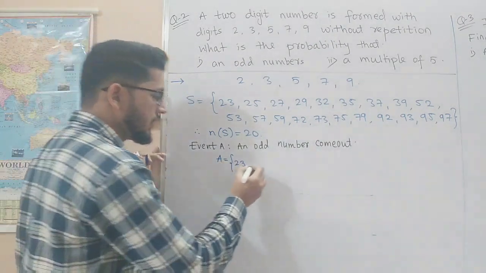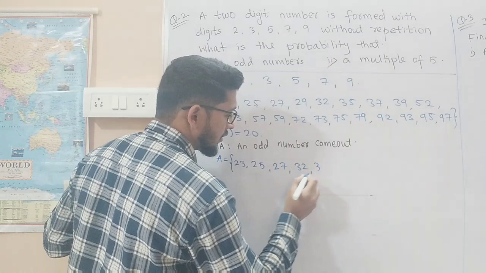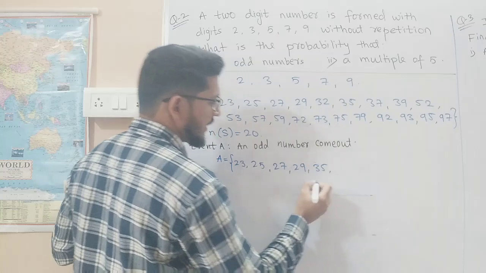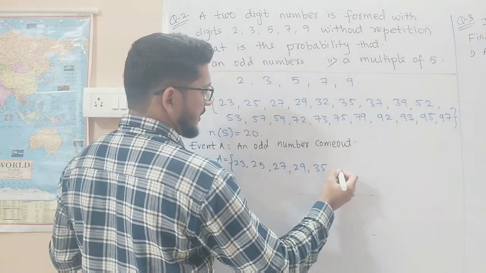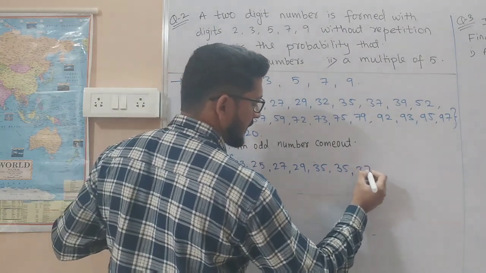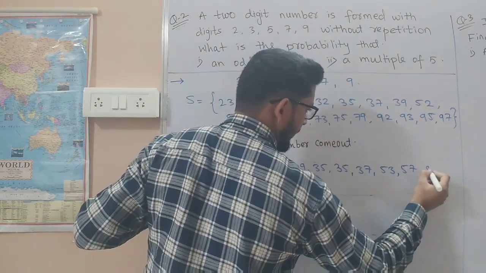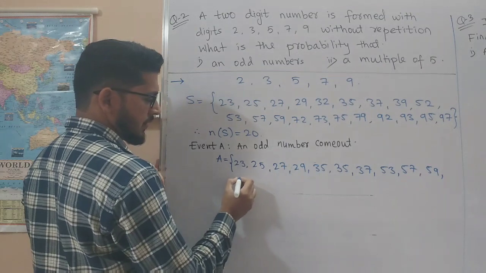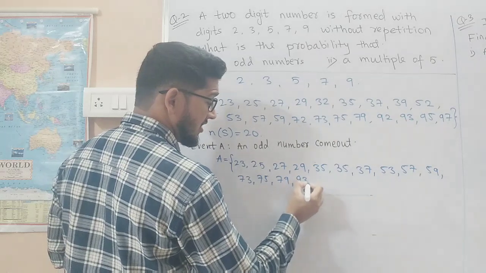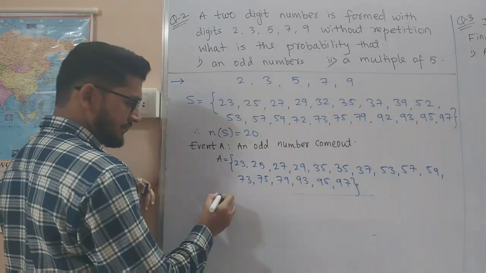ठीक है, so we'll write here 23, 25, 27, 29, 35, 37, 39, 53, 57, 59, 73, 75, 79, 93, 95, 97. So these are the odd numbers.